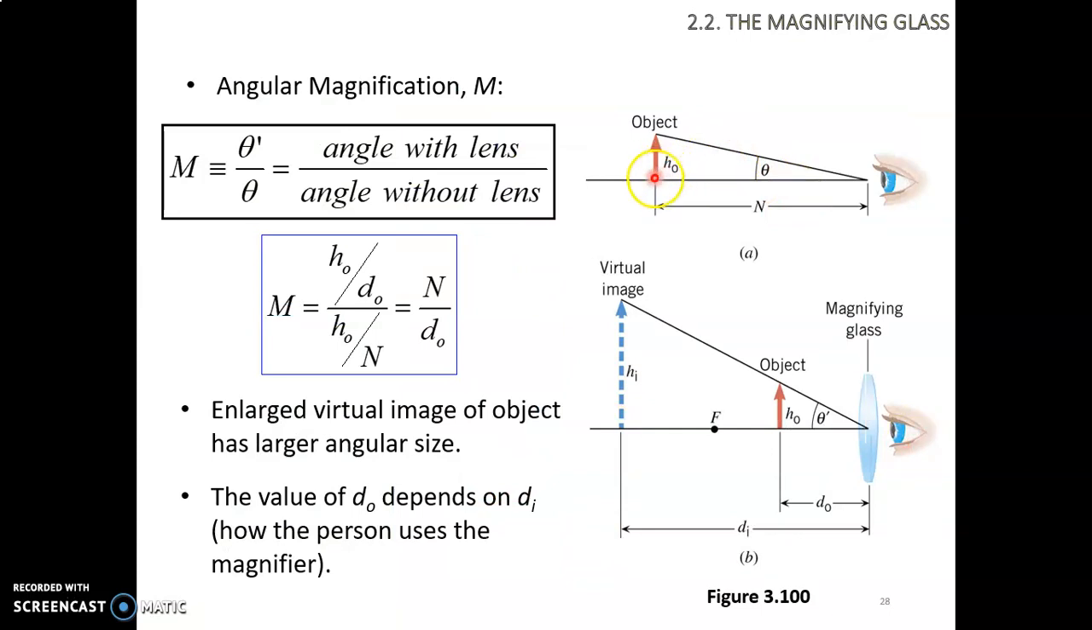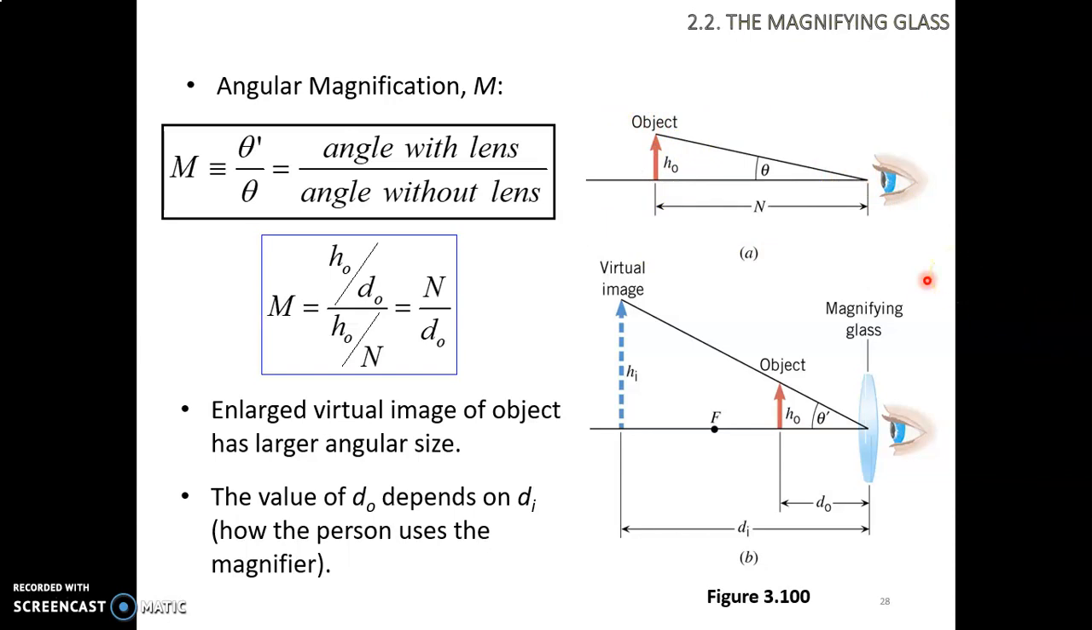Since we talk about magnification, in a magnifying glass we call it angular magnification, denoted by capital letter M. It can be found using this equation: M is equal to theta prime over theta. Please pay attention to these two diagrams. Theta prime is the angle when we put a lens here, with the lens, while theta is the angle without the lens, using our naked eye.